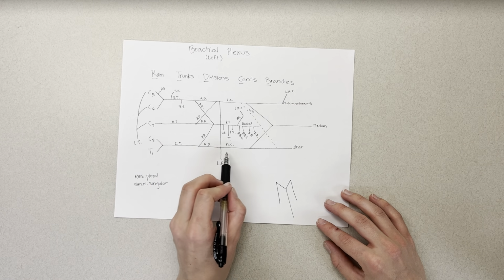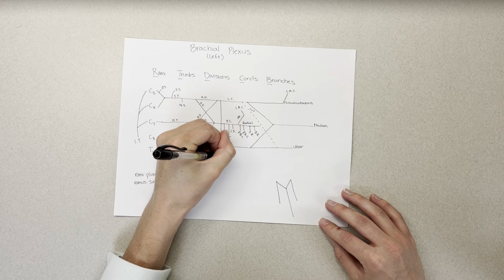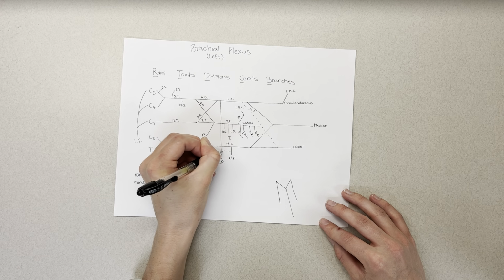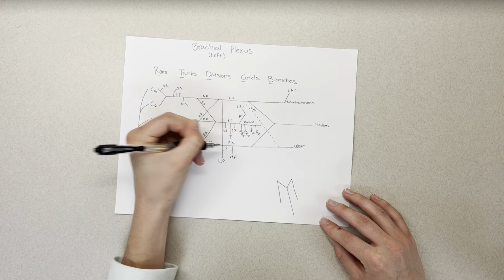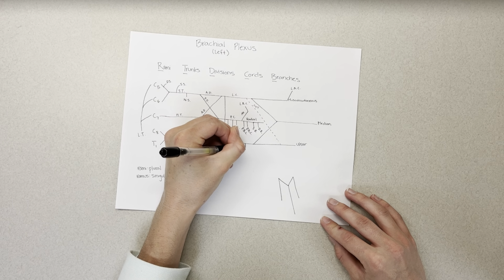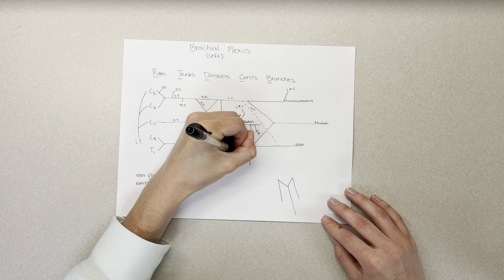All right, and finally, off of the medial cord, the first nerve we'll see is the medial pectoral nerve. This will innervate both pectoralis minor and pectoralis major. And then any nerve connecting medial pectoral and lateral pectoral will be our communicans. And then the last two branches off of the medial cord will be our medial brachiocutaneous and our medial antebrachiocutaneous.